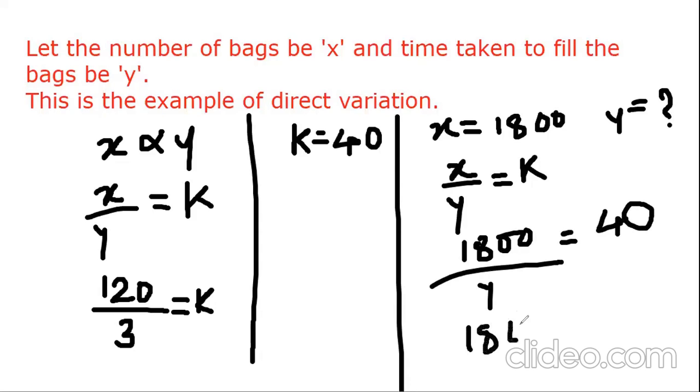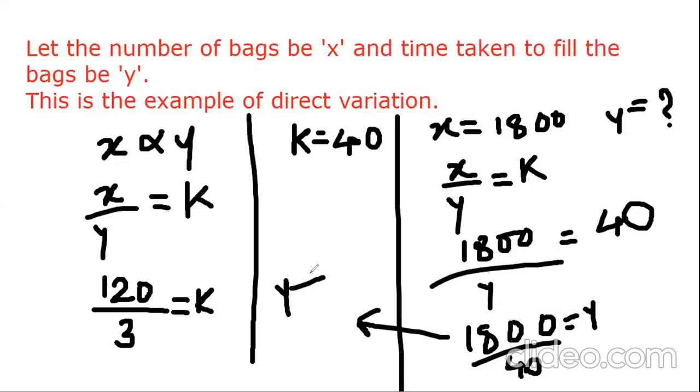So 1800 divided by 40 is equal to y. So find out करा. You'll get the answer. Y is equal to 45. That means to fill the 1800 bags, you will require 45 minutes by that machine. This is the answer of question number 3.